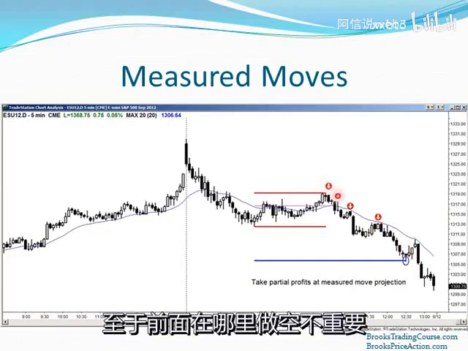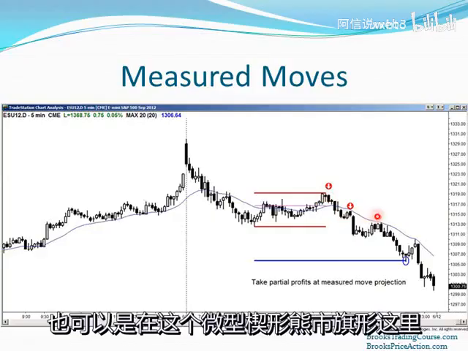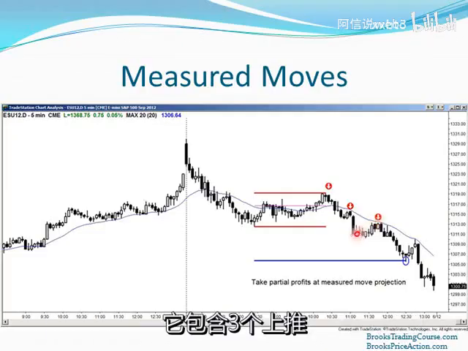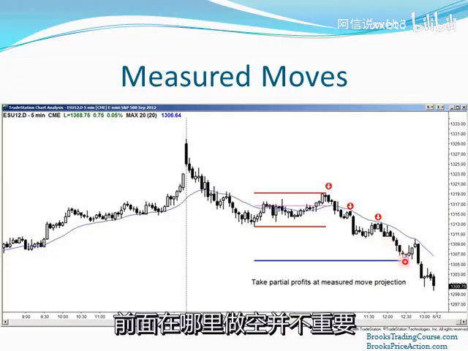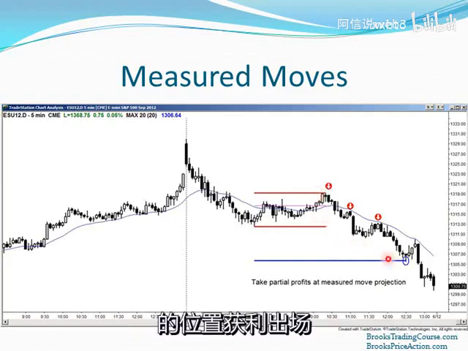It doesn't matter if they shorted up here, if they shorted the failed breakout of this micro channel, or if they shorted here on this small wedge bear flag. 3 pushes up, 1, 2, and 3. It doesn't matter where they shorted, they'll probably take partial profits based upon a measured move created from the trading range.